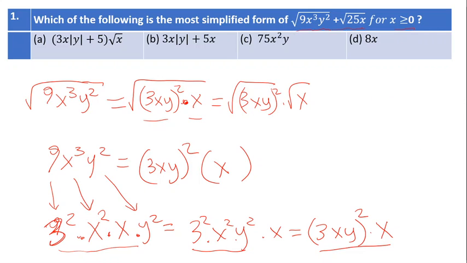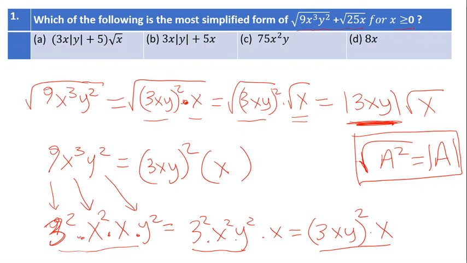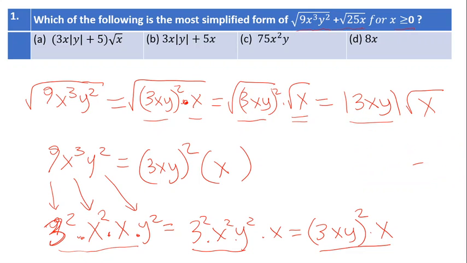Which means this is the absolute value of 3xy, and this one we cannot simplify, the square root of x. For this, I want to remind you that the square root of a squared is equal to the absolute value of a, no matter what a is. So we just write the absolute value. But if you know something about x and y, then you can remove the absolute value sign. Here x is bigger than 0, so x is positive, and this is positive, but we don't know this one. So you can take this 3x out, and then write the absolute value of y, and then square root of x.